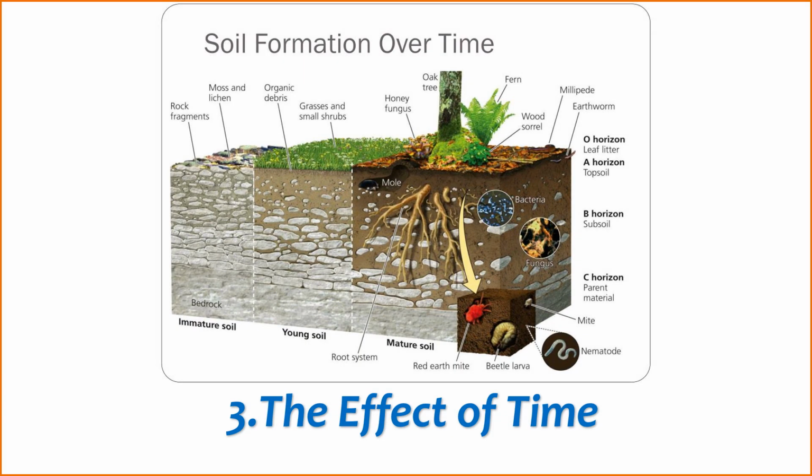The factor of time is a crucial aspect of soil formation. Soil development is a gradual process influenced by various factors, and the duration of these processes contributes to the final characteristics of the soil. Here's a breakdown of the effect of time in soil formation. 1. Initial weathering. Early stage, physical and chemical weathering processes begin breaking down parent material. Effect: initial soil particles form, but soil horizons, layers, are not well defined.